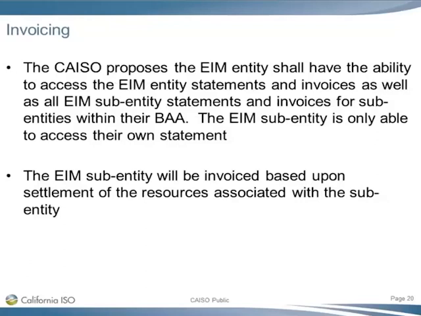Next slide. For invoicing, the CAISO proposes the EIM entity shall have the ability to access the EIM entity statements and invoices, as well as all EIM subentity statements and invoices for subentities within their balancing authority area. The EIM subentity is only able to access their own statement. The EIM subentity will be invoiced based upon the settlement of the resources associated with the subentity, which is pretty common sense, but we thought we'd state this anyway.